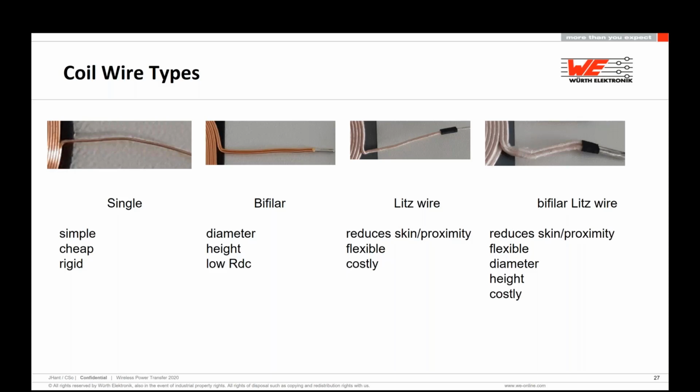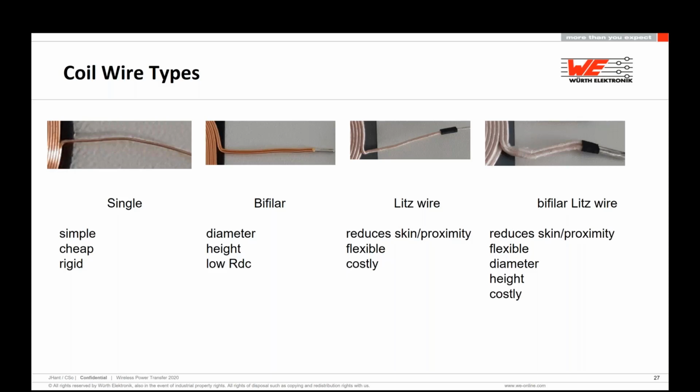The second one is the bifilar. The bifilar is the same as the single, just we use 2 single wires in parallel and wind them together. So that means the diameter is double, the height is low, and we will have a low RDC, which will affect a lower AC R, so low AC resistance, as we will have a bigger cross section of the copper and a lower height.